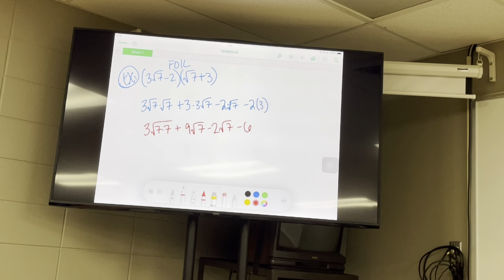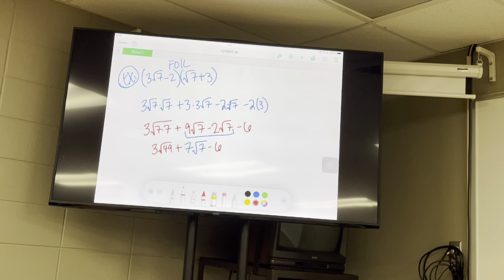What is 7 times 7? 49. So 3 times the square root of 49 plus, we can actually combine these two. Why can I combine those two things? Because they have the same square root. Yes, they have the exact same radical and the exact same radicand, meaning they both are square roots of 7. So how do I combine them? I just combine the coefficients. So 9 minus 2. What is 9 minus 2? 7. Now what's underneath the radical just stays the same, and then I have minus 6.